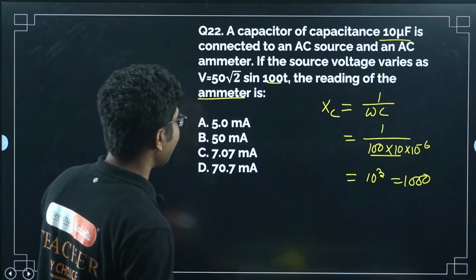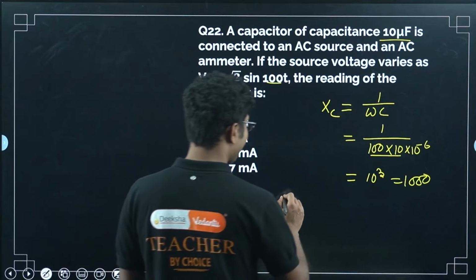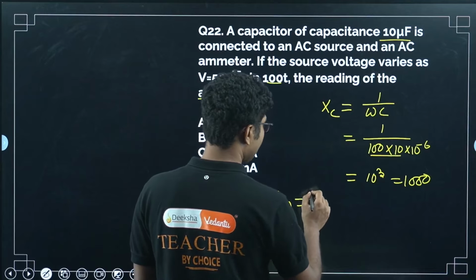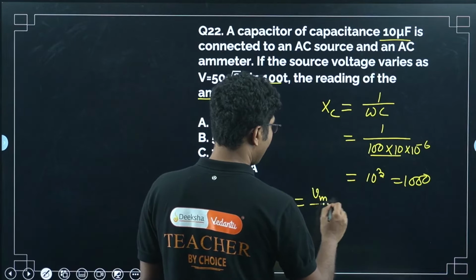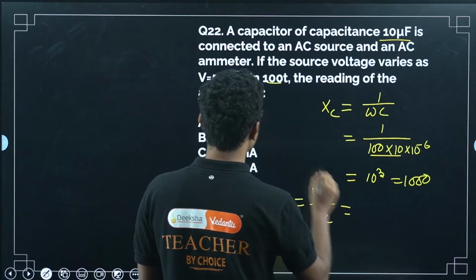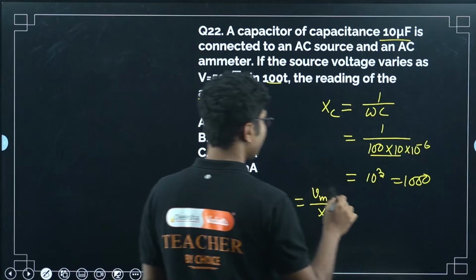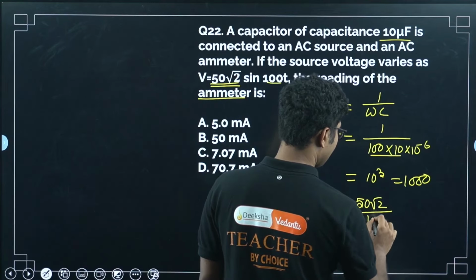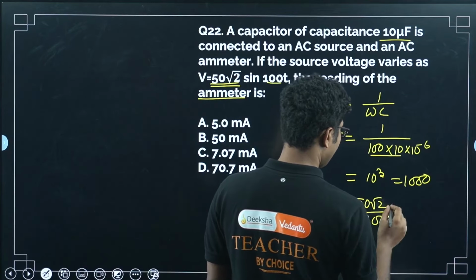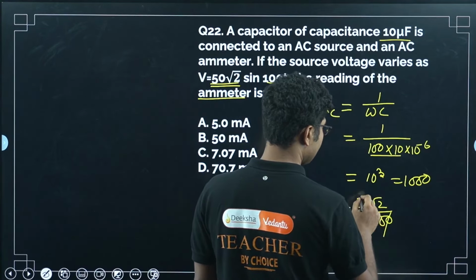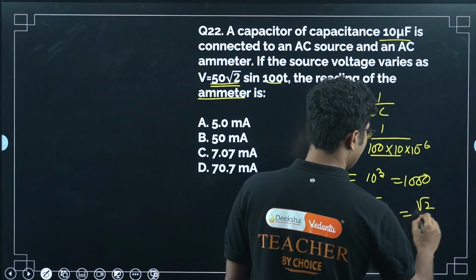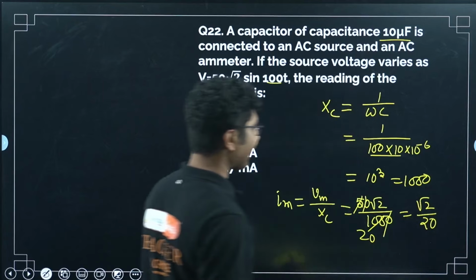Now what is the maximum value of current? Maximum value of current is Vmax by Xc. Vmax is 50 root 2 divided by 1000. So the zero cancels, it will be 20. So root 2 by 20. Now what is the RMS current?